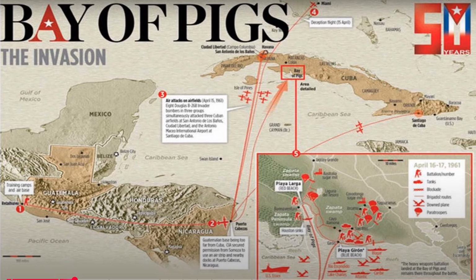After the operation failed, Kennedy removed Allen Dulles, the director of the CIA, from his position. Kennedy did not like the CIA. Some people think that he said he wanted to scatter the CIA to the wind. He didn't like the CIA, but I think Kennedy was too smart to say something that provocative.